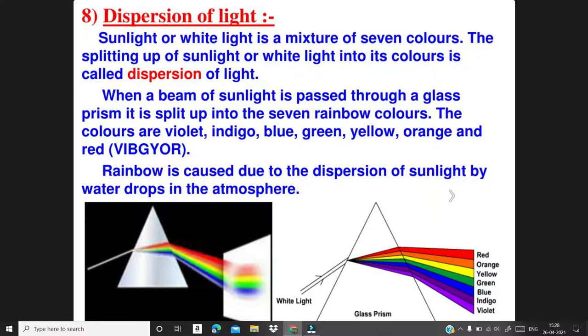These are the seven colors of the rainbow. When a beam of sunlight is passed through a glass prism, it is split up into the seven rainbow colors. A rainbow is caused due to the dispersion of sunlight by water drops in the atmosphere. So I think you have understood this.